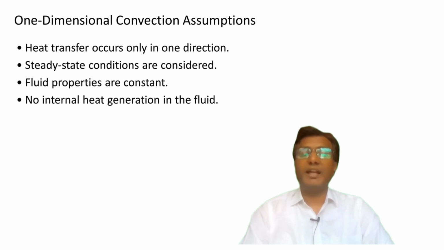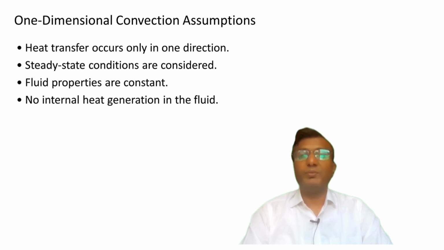To analyze one-dimensional convection heat transfer, we rely on several assumptions to simplify the problem. First, we assume heat transfer occurs in only one direction, such as perpendicular to a flat plate or along a pipe axis. This reduces the complexity by focusing on a single flow path. Second, we assume steady state conditions, meaning the temperatures and the flow properties don't change over time. This is common in systems operating at equilibrium, like a radiator under constant load.